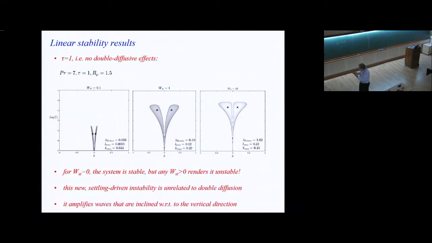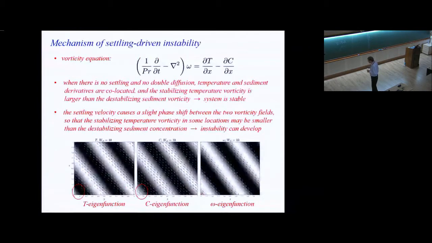So that's now a very interesting result, I believe, because this is a new instability. This instability was not known before. It's not related to double diffusion, because our two diffusivities are the same. It's simply triggered by the particle settling. So what drives this instability?